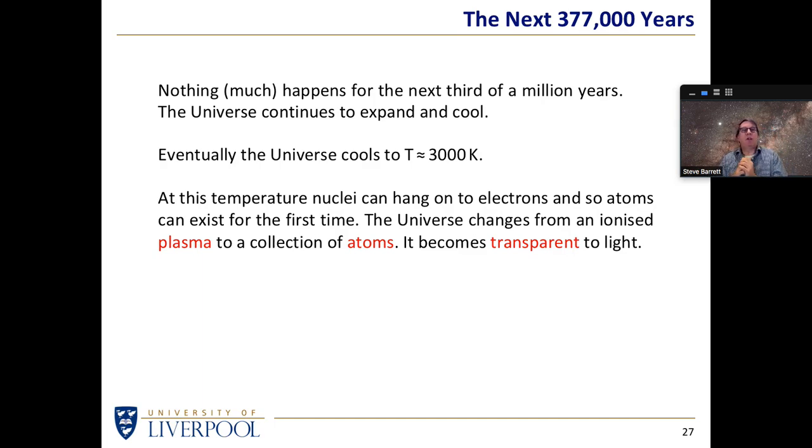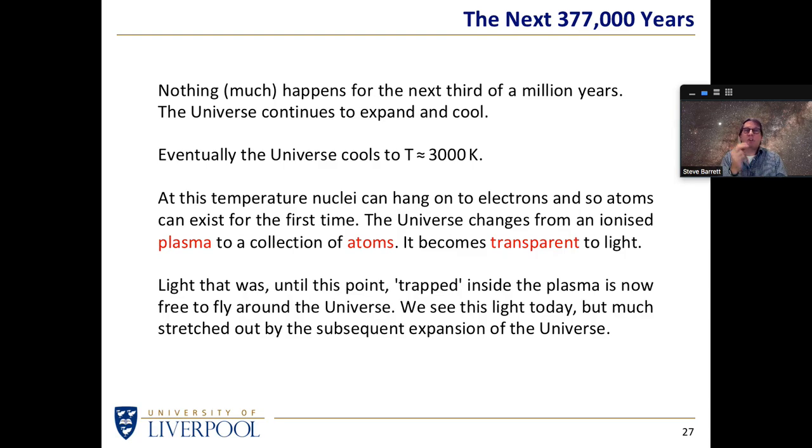So at this particular point, 377,000 years after the Big Bang, that's the first time that atoms can exist. So the universe at this point changes from a plasma of charged particles to a collection of neutrally charged atoms. And for the first time, the universe becomes transparent. Up to this point, it was an opaque plasma through which light couldn't travel without interacting with one of the positive or negative charges. But from this point onwards, the universe becomes transparent, and so light that was previously trapped in the plasma is now free to fly across the universe as it wishes.